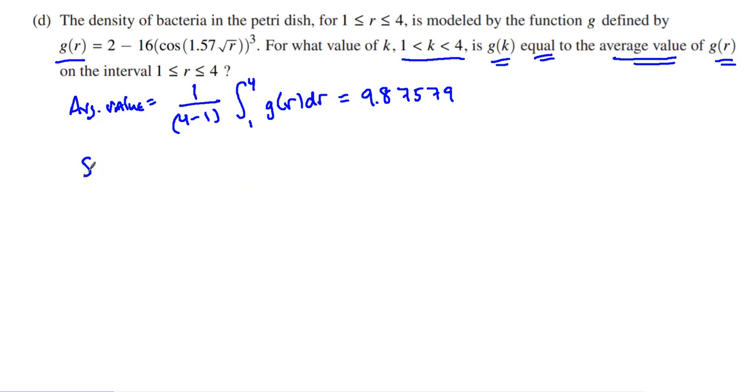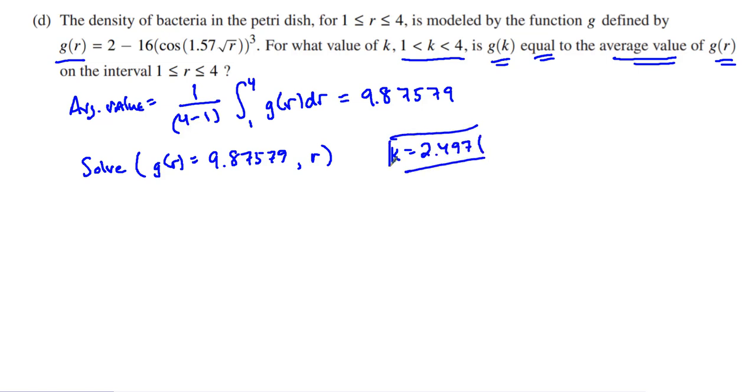And so on my calculator, I solved g of r equal to 9.87579, and I'm solving for r right there. And you end up getting a value, k is equal to 2.497. You could also graph it out as well.